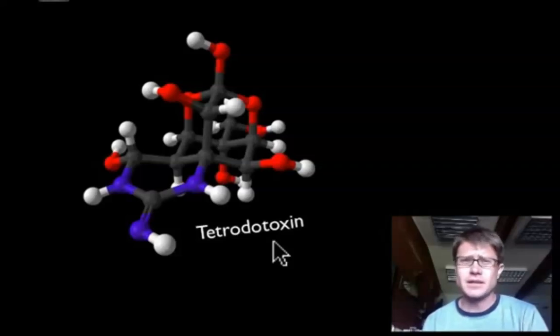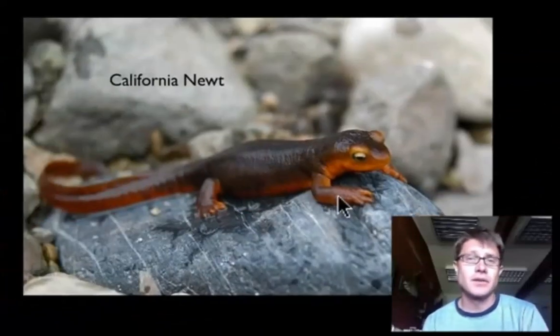It affects the sodium ion channels in the nerves, and so what it does is shuts them down. Our nerves can't work correctly, so those cells don't work, and then we can't breathe and we die as a result of that. Tetrodotoxin is found in lots of other animals.